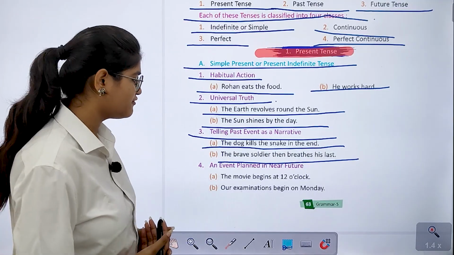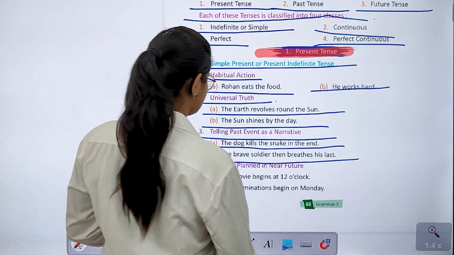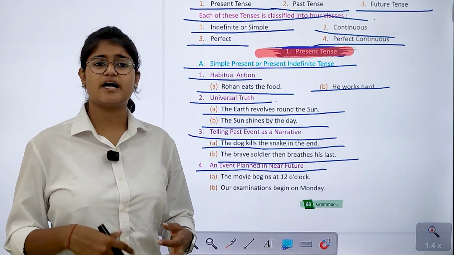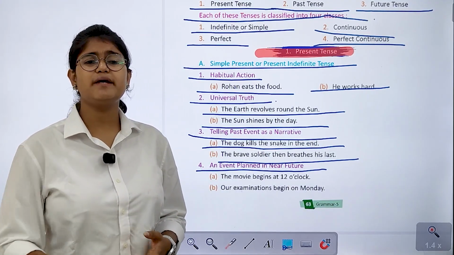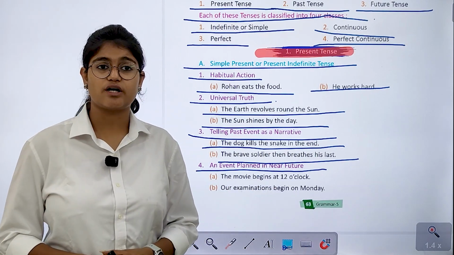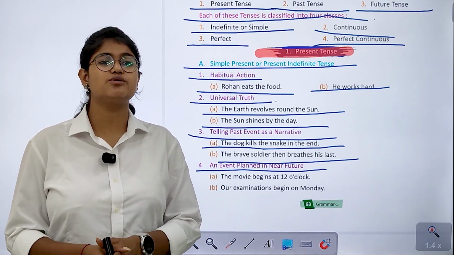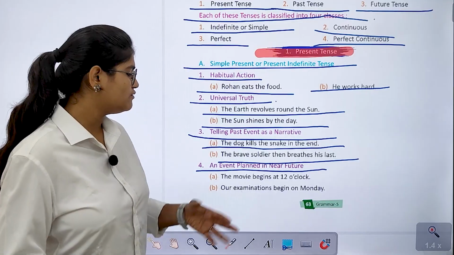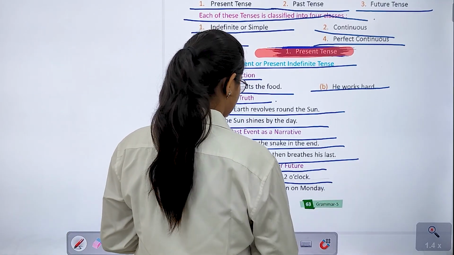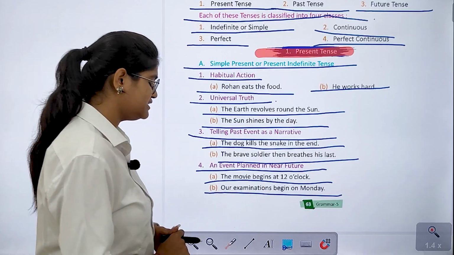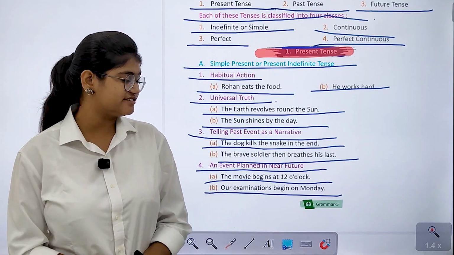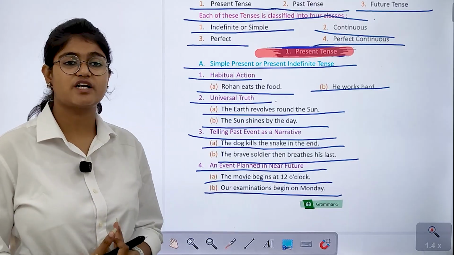So I hope you all are aware of this. Next is an event planned in near future, कि कोई भी काम अगर आप आने वाले थोड़े टाइम में ही प्लान कर रहे हो, just like the movie begins at 12 o'clock, कि मूवी जो है वो 12 बजे शुरू होगी, right? So we are going to use the simple present or present indefinite tense in this also. Another example is our examinations begin on Monday, right?